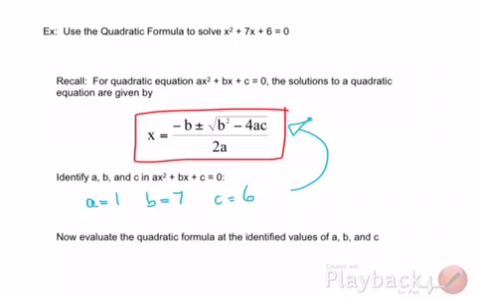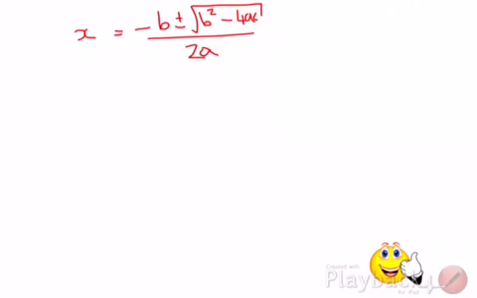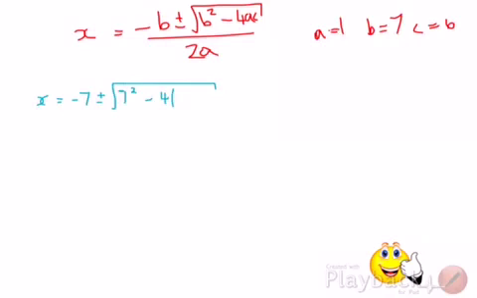So 1, 7 and 6. I'll just rewrite them out here again. So a is equal to 1, b is equal to 7, and c is equal to 6. And then I'm just going to plug them into my equation. So x is equal to minus 7 plus or minus the square root of 7 squared minus 4, 1, 6 all over 2, 1.